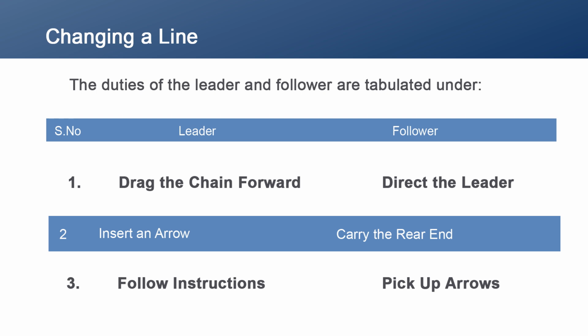Now comes the follower's part. For him, step 1 is direct the leader. Make sure the leader stays in line with the ranging rod. Then carry the rear end. Repeat, then carry the rear end. Ensure the chain stays above the ground and doesn't snag. Then finally pick up arrows, collect the arrows that the leader inserts. So, the method of chaining is executed this way.